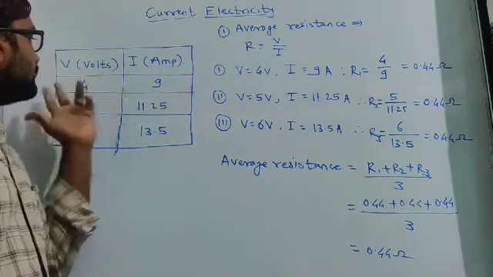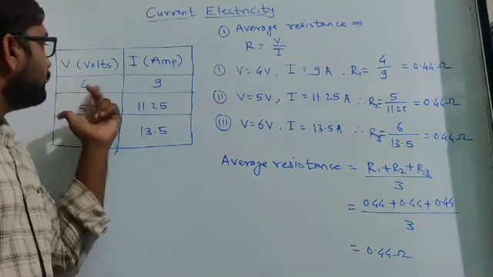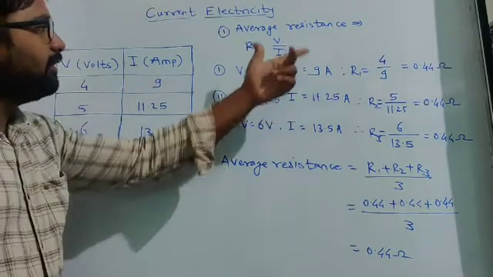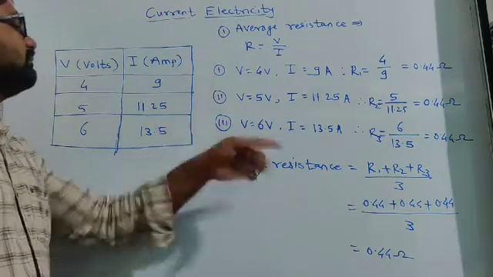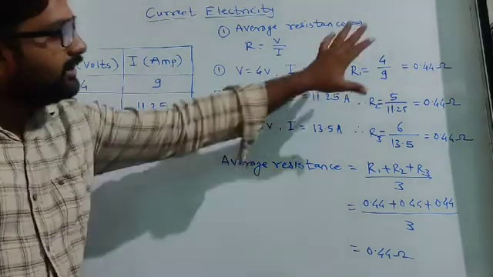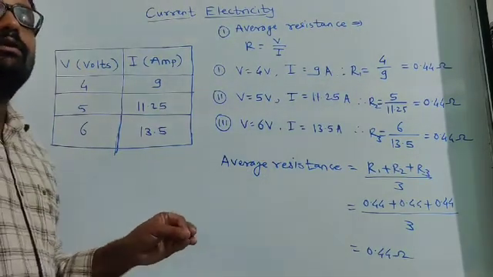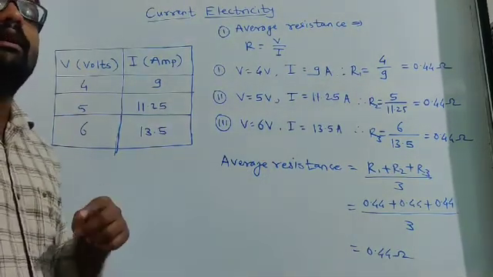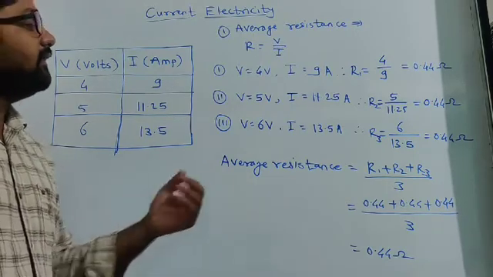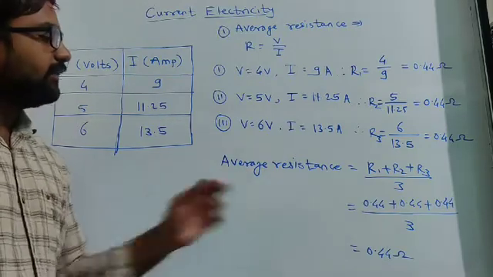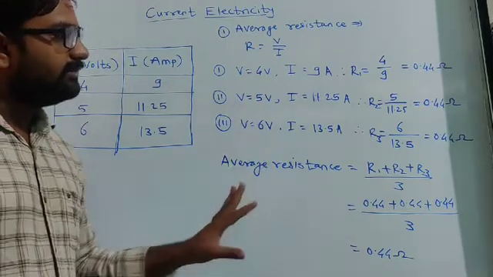For the first resistance, we call it R1, and R1 is V by I. V is 4 volt and I is 9 ampere, so 4 by 9. Second, 5 by 11.25, and third, 6 by 13.5. So we easily get the values of all 3 resistors. Then we only have to add them and divide by 3, total resistance divided by the number of resistors. Then we get the average, which will be 0.44 ohm. So it is a very easy problem.